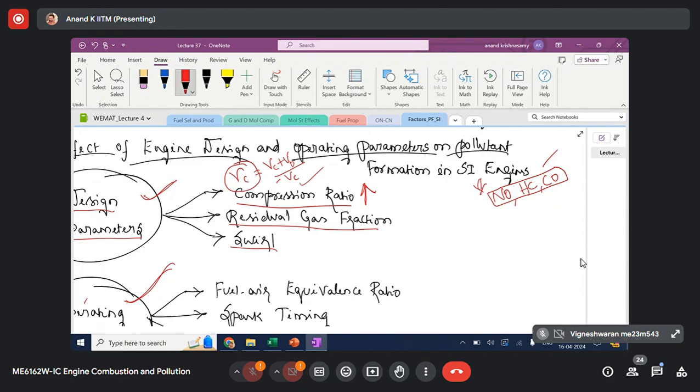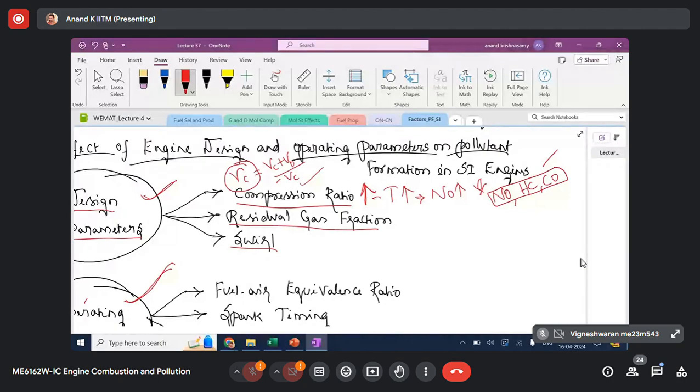That is because once you increase compression ratio, you know that the operating temperature will increase. Already we discussed that NO formation is highly sensitive to temperature. You have three routes: thermal NO, prompt NO, and fuel NO. Among this, thermal NO is a major contributor, and thermal NO we have seen that it is highly sensitive to temperature. So anything that increases in-cylinder combustion temperature is going to increase NO. Since you increase compression ratio, we know that increasing compression ratio will increase temperature, thereby it will increase NO.